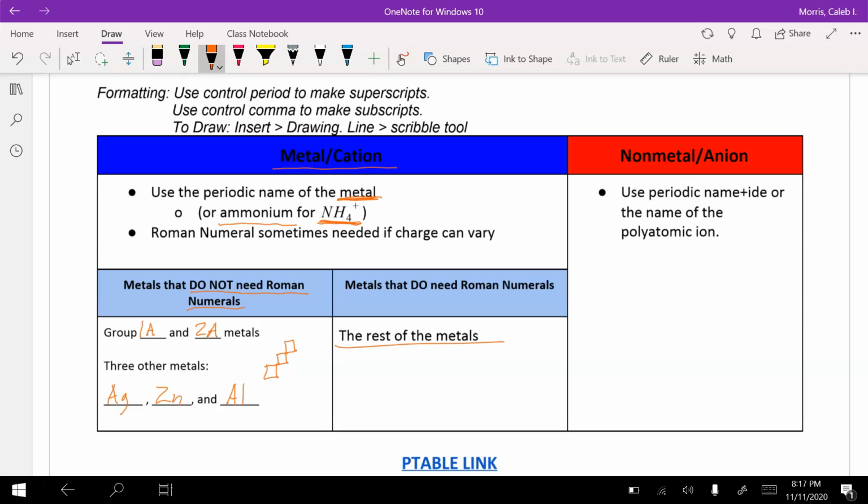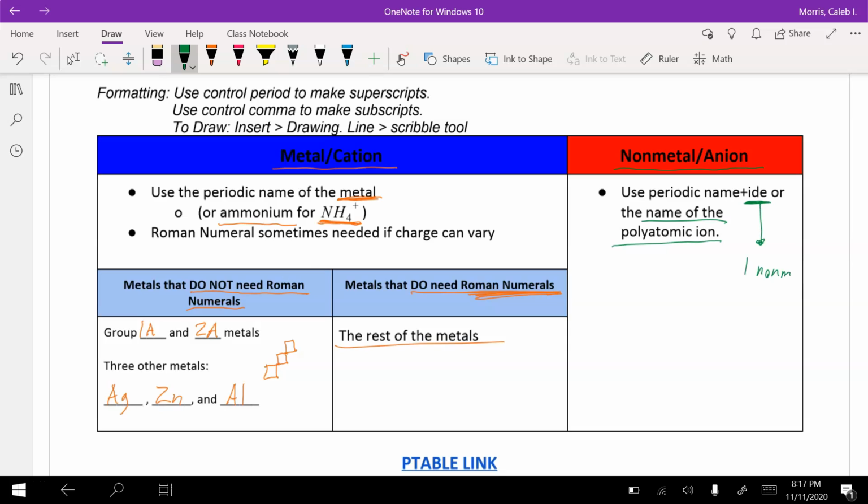But all other metals need Roman numerals. They do need the Roman numerals. And we'll learn how to determine which Roman numeral it is a little bit later. When we're naming the nonmetal or the anion, we're going to use the periodic table root name, and we're going to end it with "ide" if it is a monatomic ion, or just the name of the polyatomic ion if it's polyatomic.